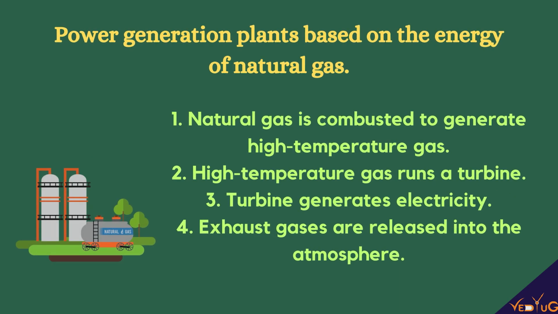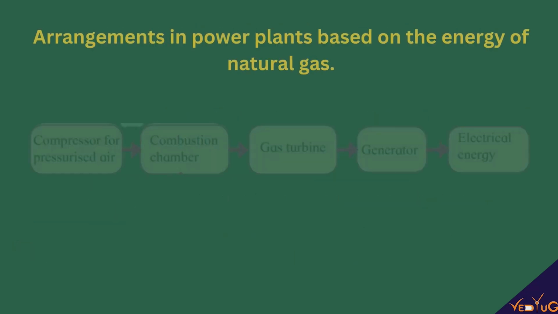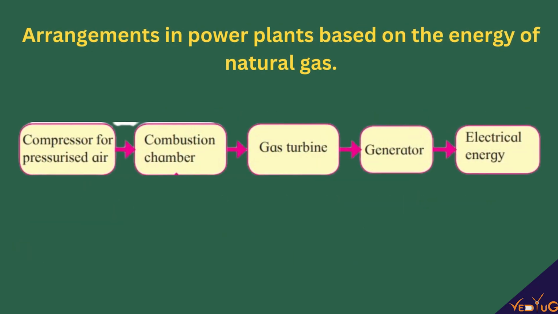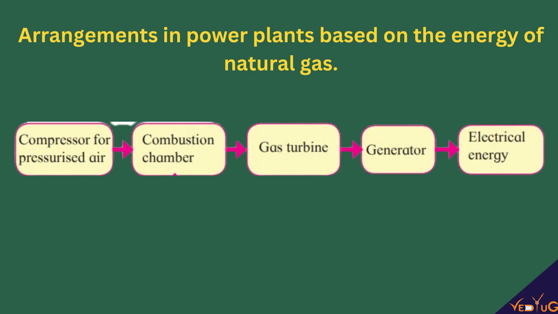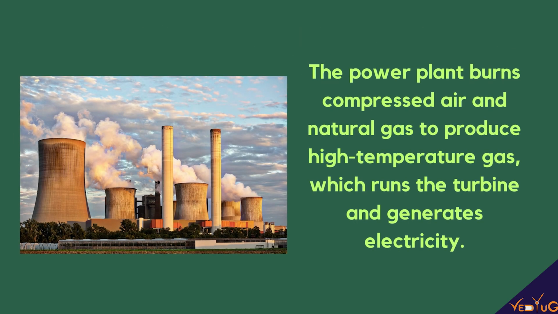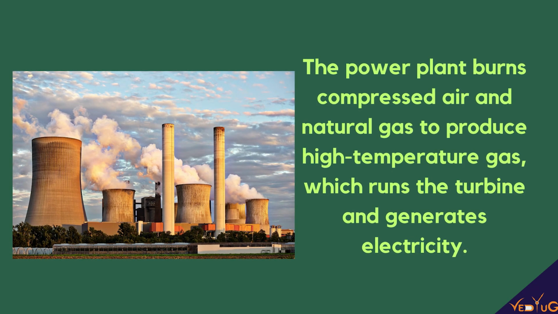Now let us learn about power generation plants based on the energy of natural gas. So natural gas is combusted to generate high temperature gas. High temperature gas runs a turbine, then the turbine generates electricity. The exhaust gases are released into the atmosphere. You can see the arrangement in power plants based on the energy of natural gas, which includes a compressor for pressurized air, which goes into the combustion chamber, which is then sent to the generator, and we get electrical energy as output.